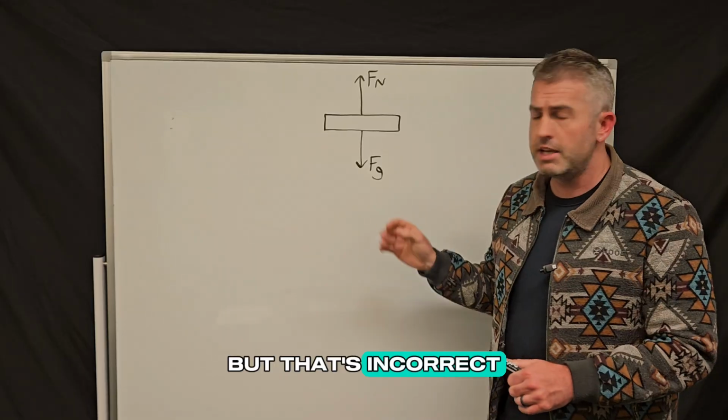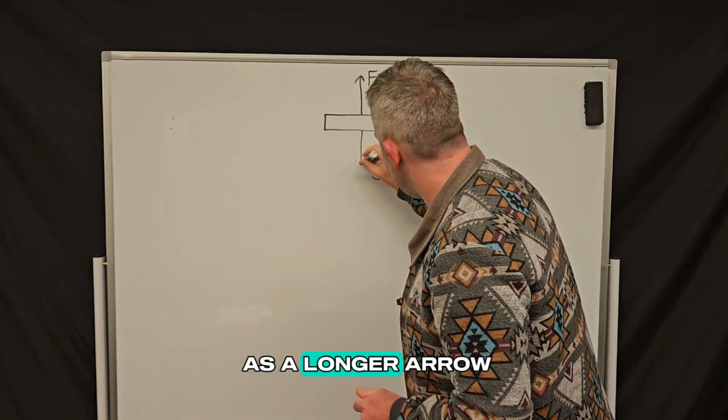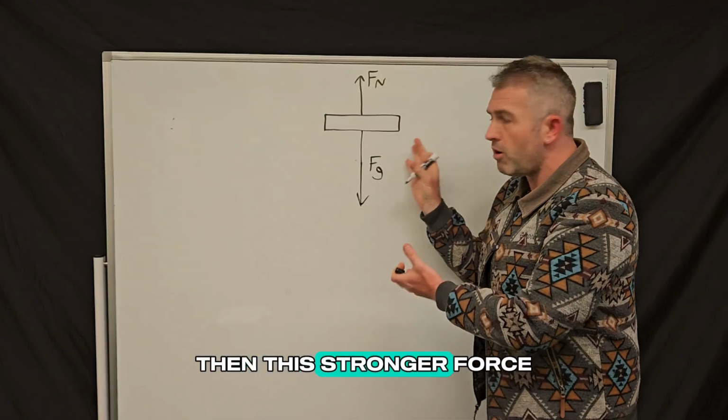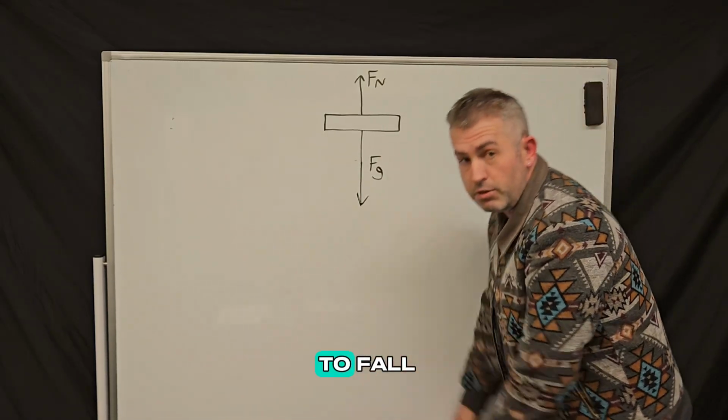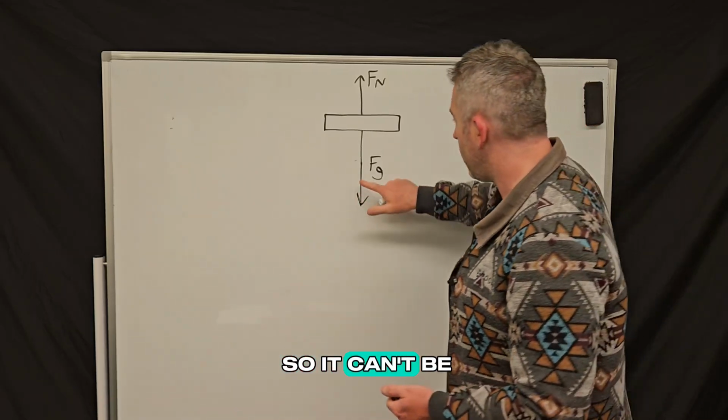But that's incorrect, because if this force of gravity was stronger, if I drew it as a longer arrow, then this stronger force would cause this thing to fall. It would sink right through my hand, which would be weird. So it can't be stronger.